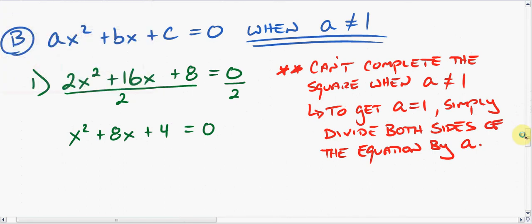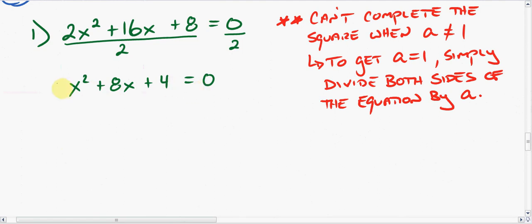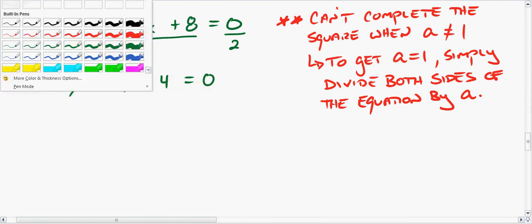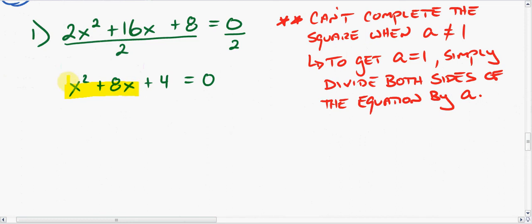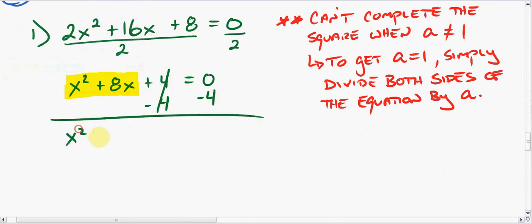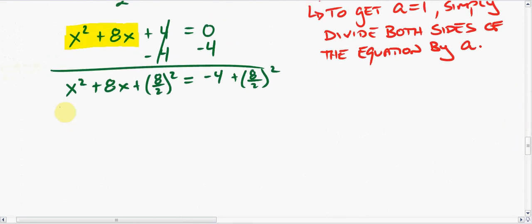Now the process is the exact same as above. Once we've got a leading coefficient of 1, we want to isolate our x squared plus bx. Alright, so we can add our b over 2 squared to both sides. So I'm going to bring over the 4. And we've got x squared plus 8x equals negative 4. Remember, we're going to add b over 2 squared, which is 8 over 2 squared, to both sides to keep our equation balanced. What you do to one side of the equation, you have to do to the other.